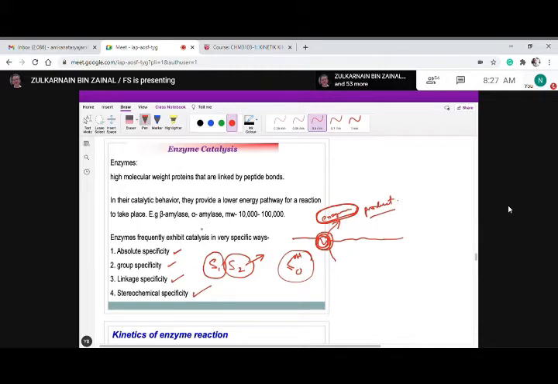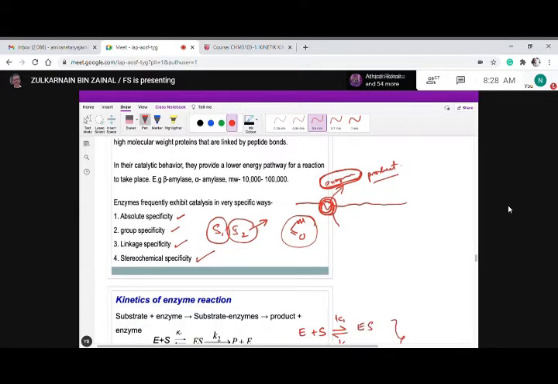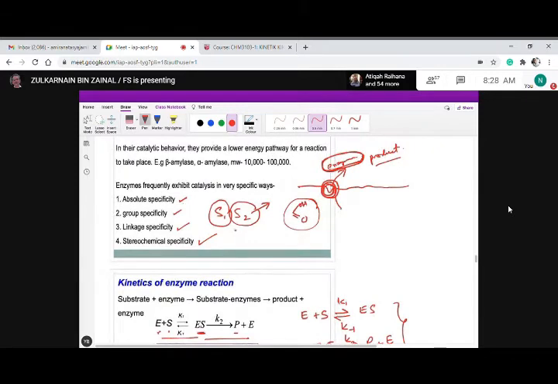Right? This is the temperature of the human body, because enzymes catalyze reactions that occur in living organisms, like the reactions that occur in our body. So that's why a reaction that is catalyzed by an enzyme should occur at a temperature not more than 27 degrees Celsius. Okay, so enzymes frequently exhibit catalysis in a very specific way, as we have already discussed last week.